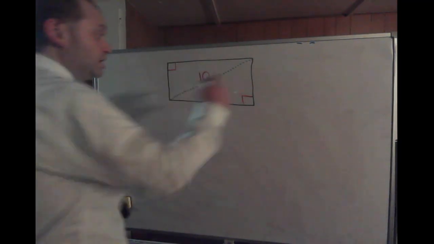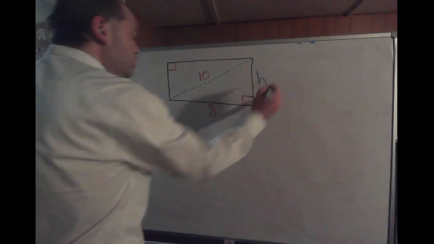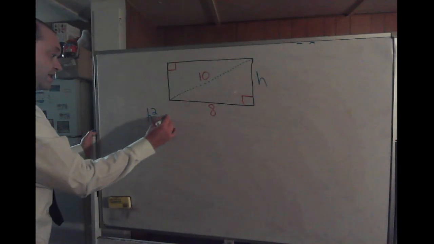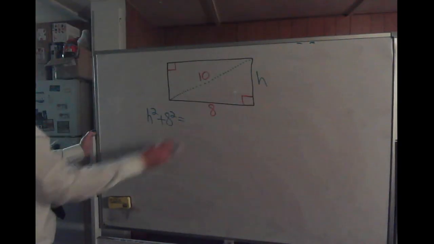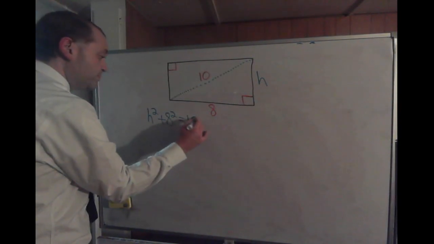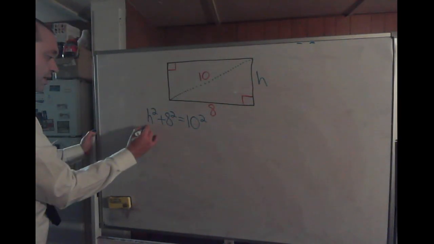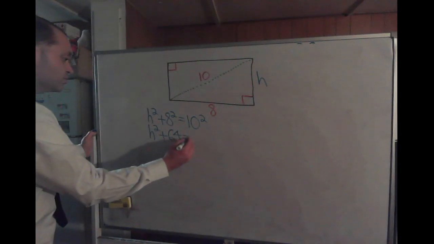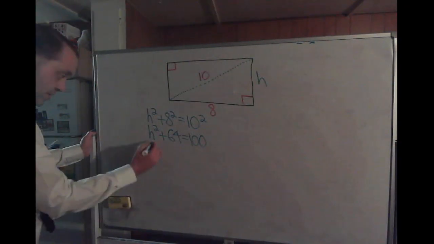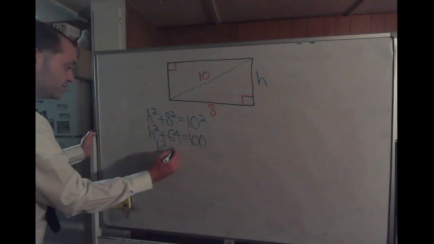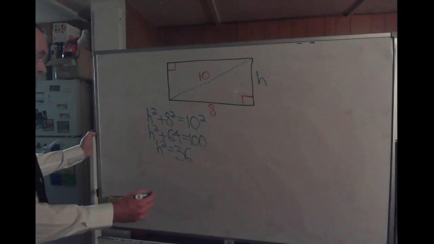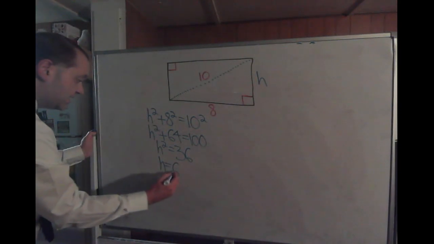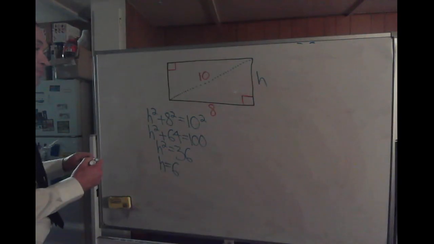So let's call this height h. So let's set up our Pythagorean theorem. Let's take h squared plus 8 squared. That's going to equal the hypotenuse squared, 10 squared. This gives you h squared plus 64 equals 100, which would then mean h squared equals 36, which would then, of course, give you that the height is equal to 6. Okay, good. We got the height now.